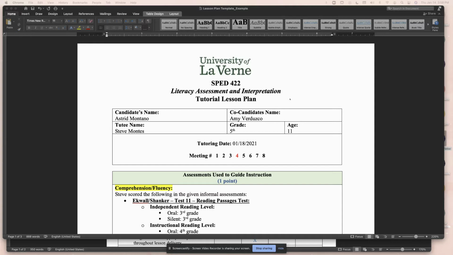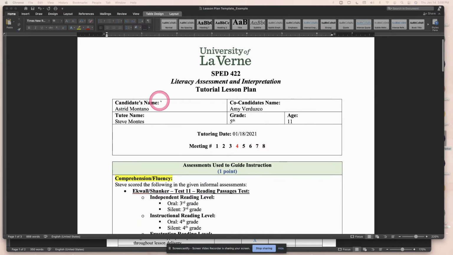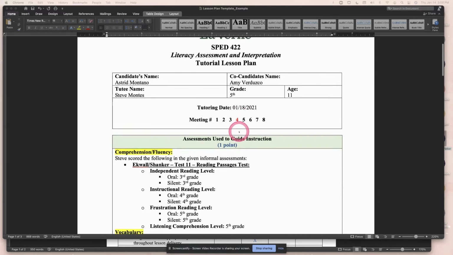Hi everybody, I wanted to make a quick video just to show you how you should fill out your lesson plan and observational form template. As you can see at the very beginning, pretty straightforward. I made sure to write down everybody's name, grade level, age, the tutoring date, and then the meeting number that we're at.